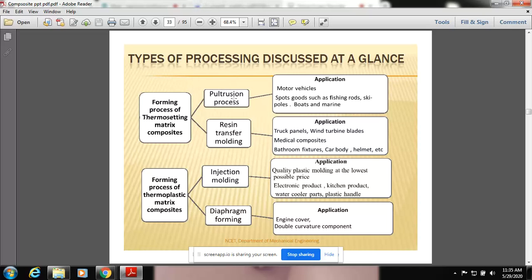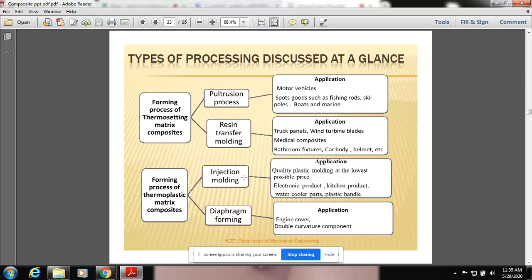And we also mentioned here the applications of pultrusion. Applications of pultrusion are motor vehicles and sports goods such as fishing rods, poles, boats, all those things. And resin transfer molding can be used for truck panels, wind turbine blades, medical components, bathroom fixtures, as I mentioned while explaining that process.